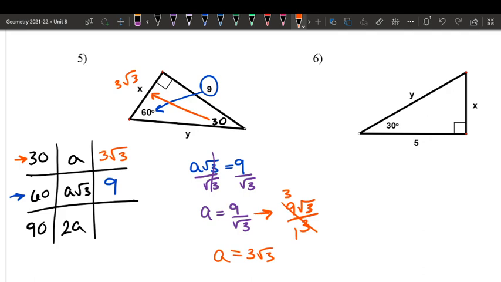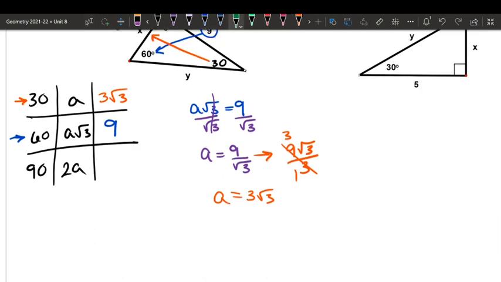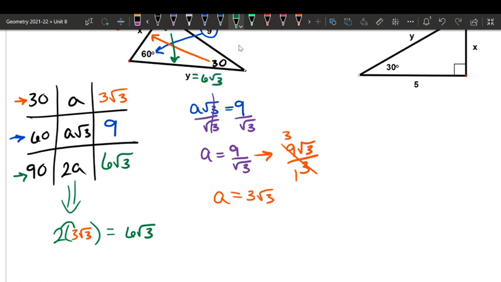And then the last one is 2A. So 2A, that's A. Then I just want to multiply it by 2, right? So for this one, 2 times A, and A is 3 square root 3. So you just multiply the like pieces, the 2 times 3, so it's 6. And you can't do anything with square root 3. So 2A is 6 times the square root of 3. It's across from 90. It's the hypotenuse. So y equals 6 times the square root of 3.